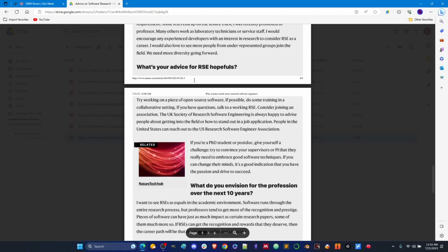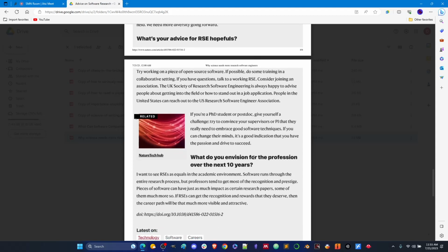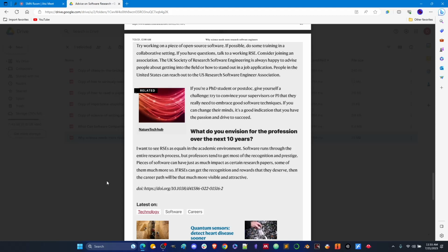So how do you become an RSE? The advice is to try working on a piece of open source software. Well, that's what we're kind of doing in this meeting. If possible, do some training in a collaborative setting. If you have questions, talk to a working RSE. Consider joining an association. The UK Society on Research Software Engineering can advise people about getting into the field. So basically, open source is a big part of this, and it's really kind of emerging.